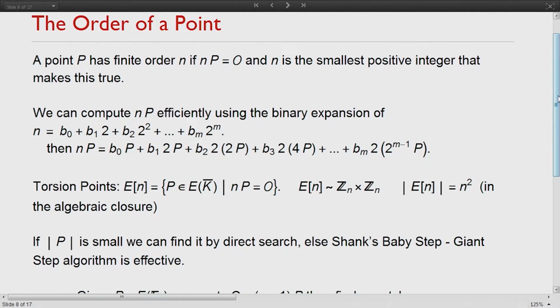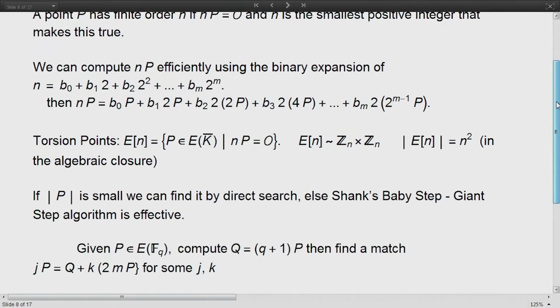Another interesting subset to examine: if I look at points only of order n or divisors of n, they're denoted this way, so that's all points of order dividing n. And a fairly deep theorem says that that's isomorphic to two copies of Zn, integers mod n. But to find all the points, there are n squared of those points, we have to look into the algebraic closure. So not all of them are in the base field.